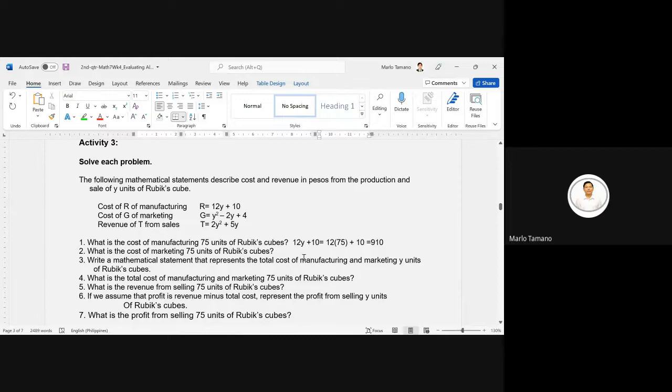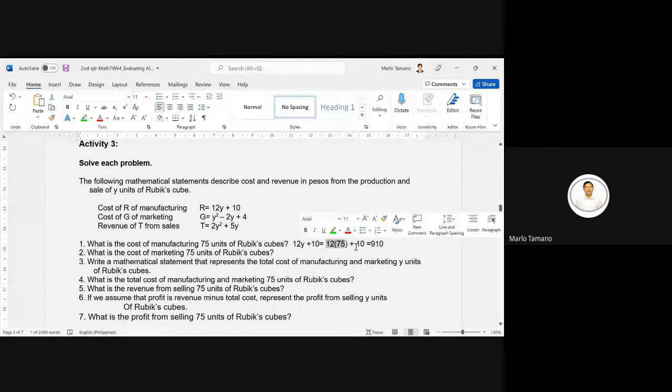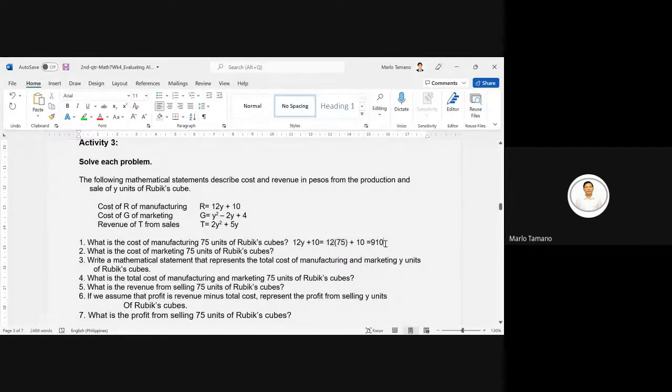All you have to do is get the algebraic expression 12y plus 10, which I wrote here. Then I substituted y with 75. So 12 times 75 plus 10 is equal to 910. Is this correct? Opo, sir. Okay. So ganun lang po yung gagawin dyan. Naintindihan? So 910.